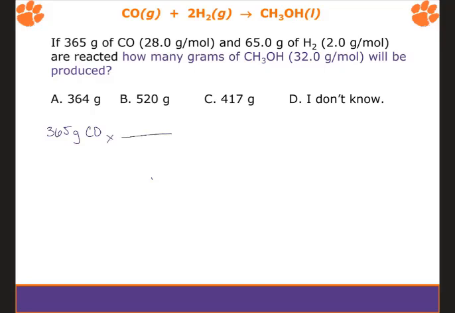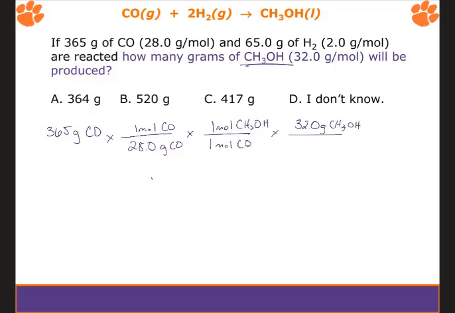So I'm going to again divide by my molar mass of carbon monoxide. And then in this case, I want to know how many grams of methanol I'm going to produce. So I look at my coefficients for carbon monoxide, which is 1 mole of CO, and my coefficient for methanol, which is, again, 1. So just a 1-to-1 correlation here. Then we go from moles of methanol into grams of methanol. So I put my grams of methanol up top and my 1 mole of methanol on the bottom. And again, the molar mass is always of 1 mole.